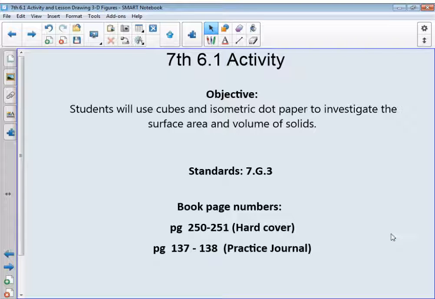This is 7th grade activity 6.1. The objective for this activity: students will use cubes and isometric dot paper to investigate the surface area and volume of solids. The standard covered in this lesson is 7G3.